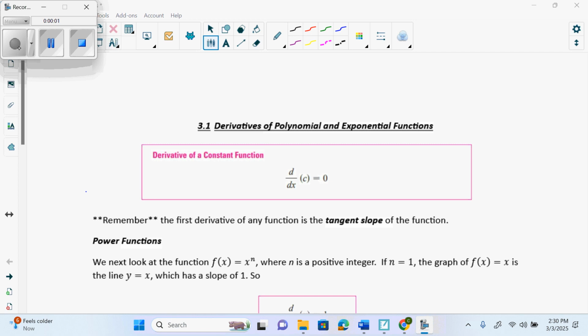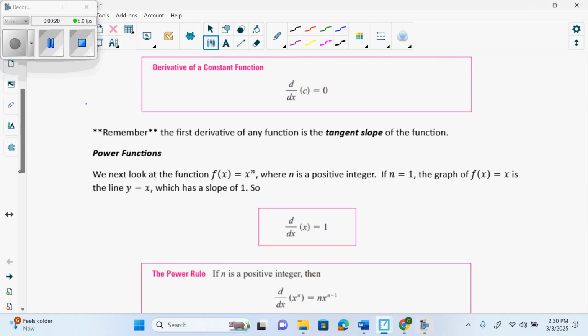this already. The derivative of a constant function. So a constant function is just a number, like 7 or 8. We know that the derivative of a constant is 0. We've talked about this already. Remember, the first derivative of any function is the tangent slope. So they could ask for the first derivative or they could ask for the tangent slope, right? Those are interchangeable.